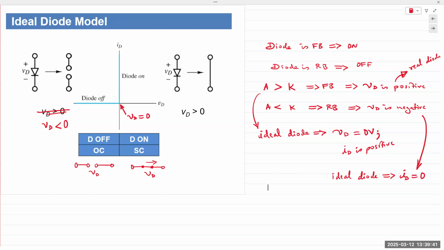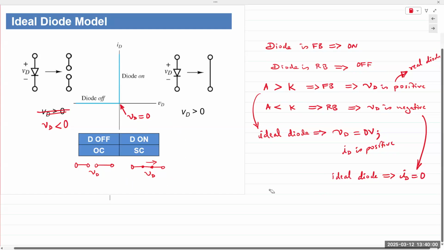In the ideal diode model, you make an assumption based on whether the anode is higher than the cathode or not. If the anode is higher than the cathode, it's forward bias, and your assumption would be that the diode is on. You replace it with a short circuit, right?